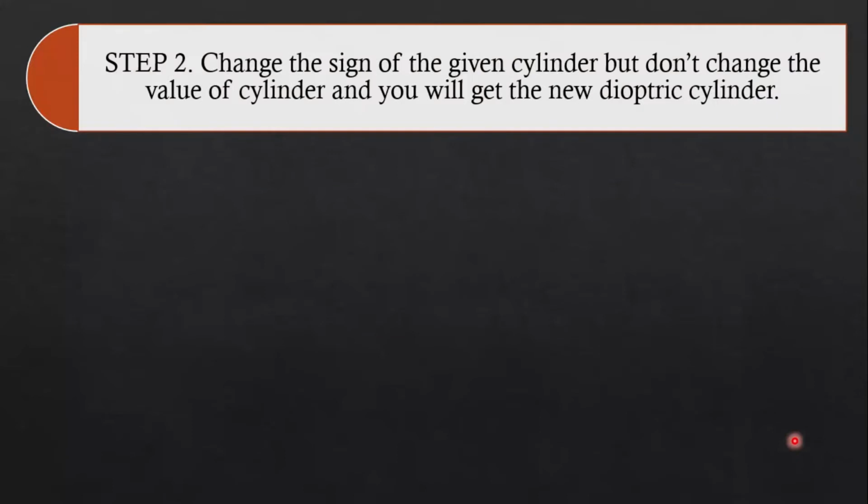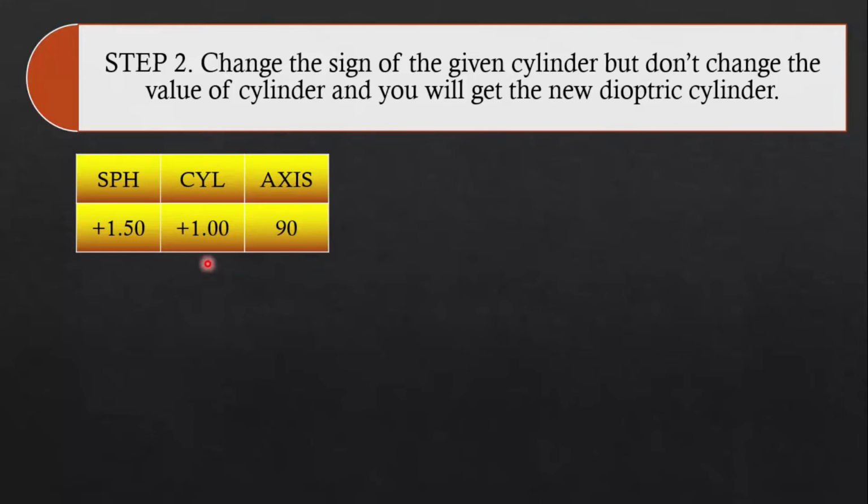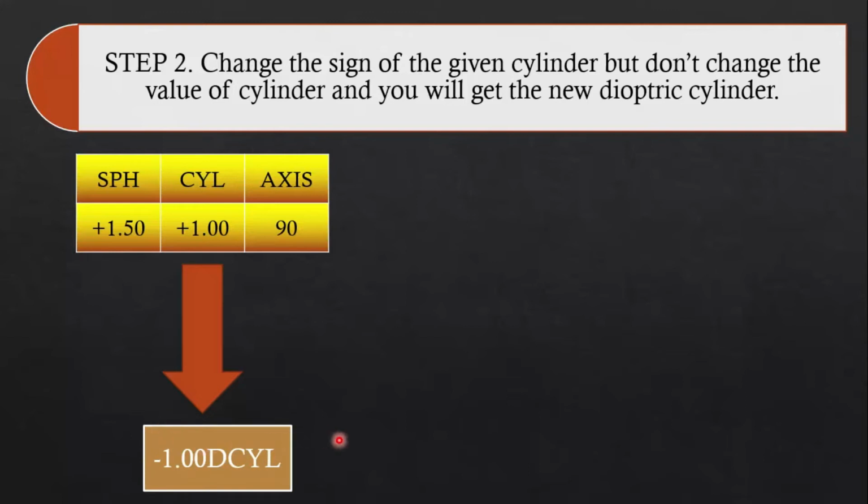Now go to the next step. Step 2. Change the sign of the given cylinder but don't change the value of cylindrical and you will get the new dioptric cylinder. In the above example, plus 1.50 diopter sphere with plus 1 diopter cylinder at the axis of 90, the cylindrical sign is plus. So, you have to change the sign from plus to minus and you will get the new cylindrical, that would be minus 1 diopter cylinder.